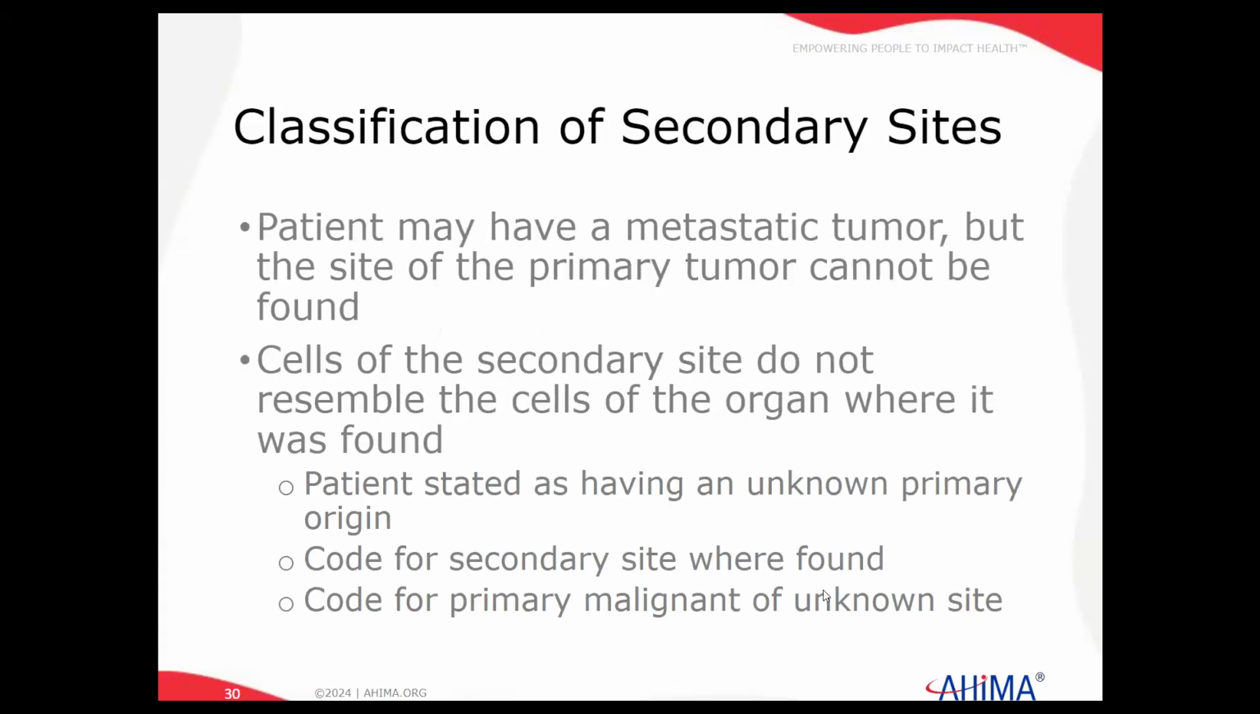A patient may have a metastatic tumor, but sometimes we can't find the primary, or we're unclear on where the primary was, right? Sometimes the patient is a poor historian, right? So we would at that point use a code for a primary malignancy unknown site.